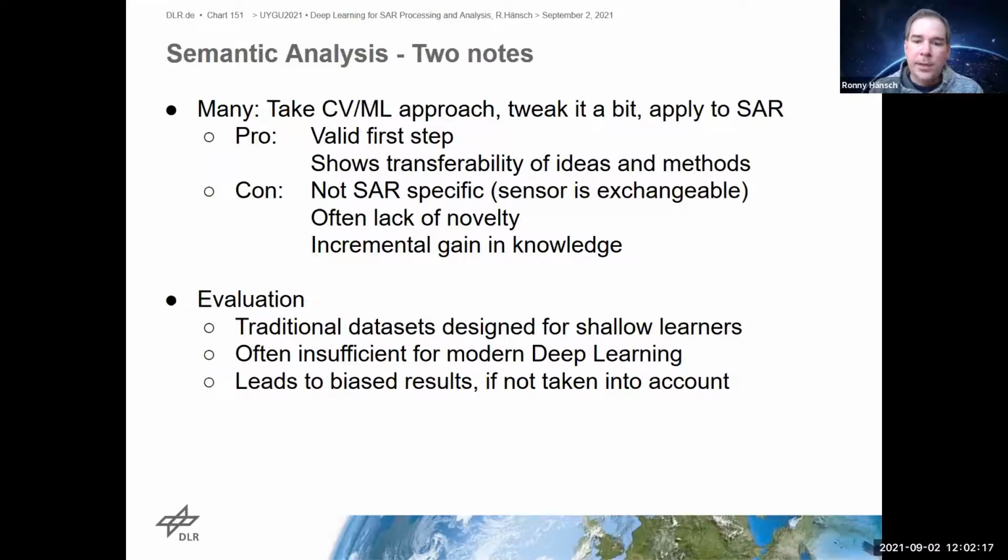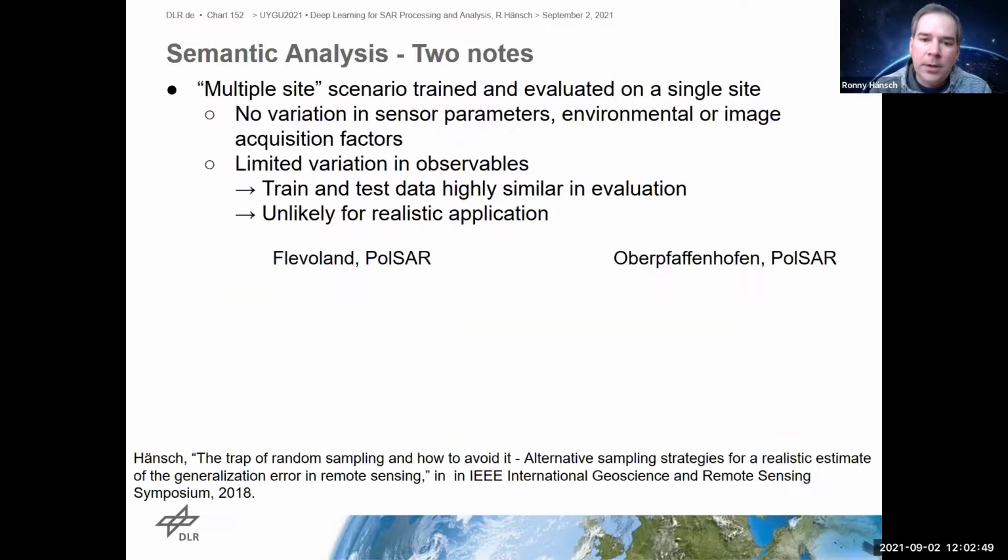The other thing is the evaluation. Many of the SAR data sets are designed for shallow learners. So they, for example, only have one small image. And this data is not really sufficient to train and evaluate deep learning methods. So I see a lot of papers that are still using very outdated data sets, a lot in hyperspectral imagery, but also in SAR actually. This is really dangerous. It leads to biased results if you do not take this into account. So there you need to be careful.